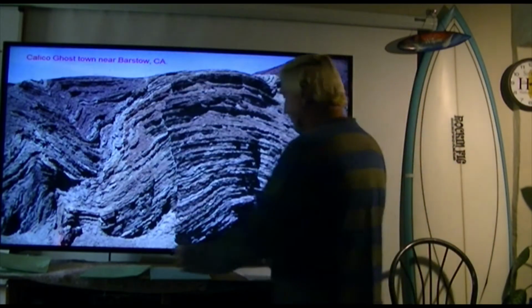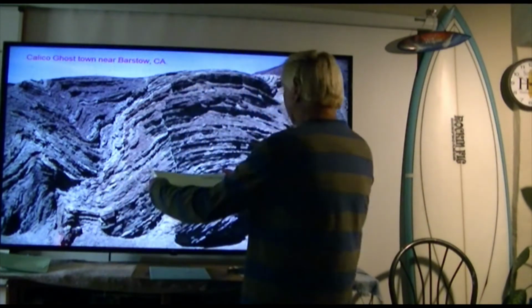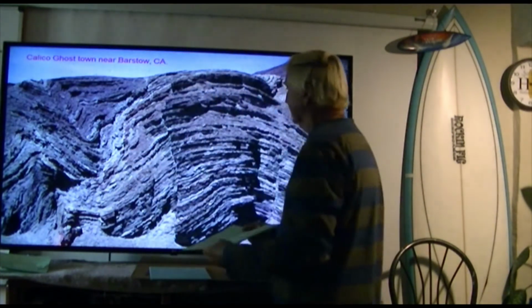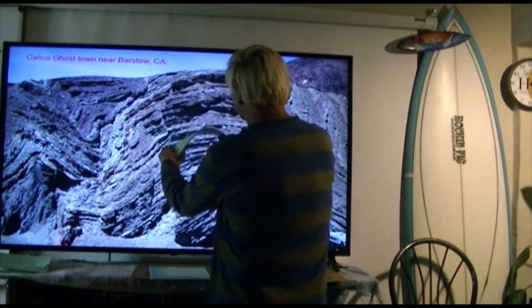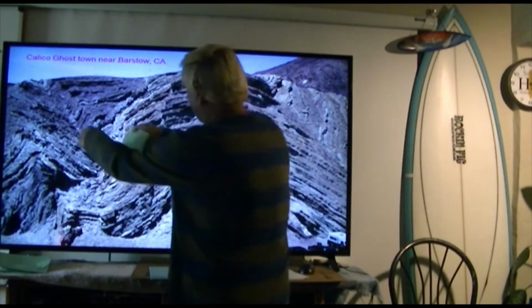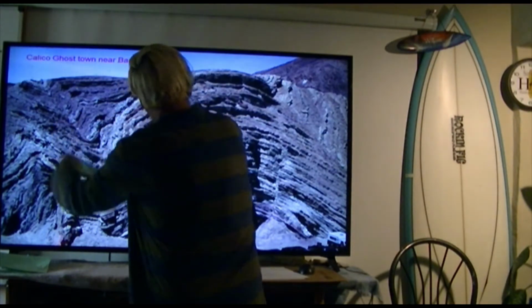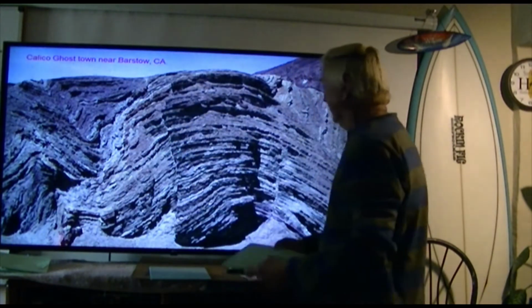At one time, these rocks were flat. They were horizontal, much like the rocks in the previous picture. They've been compressed, and as they compress, they start to fold into these structures. So here, a great big syncline fold, and here's an anticline fold.